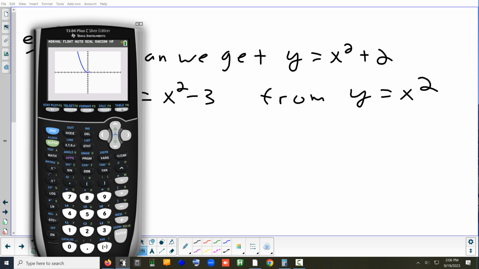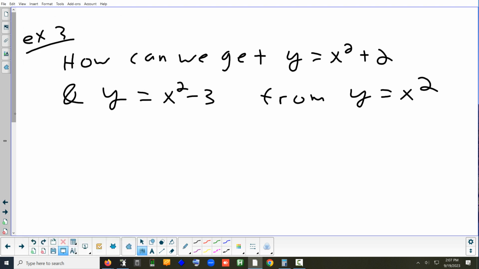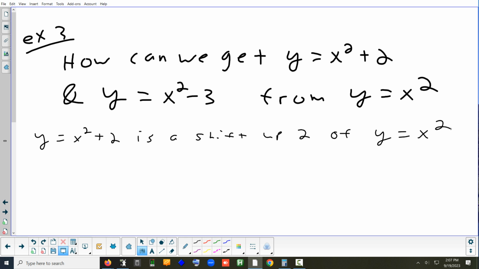You could say shift up 2 units. But when you do a plus 2, eventually you'll see it. There you go. So it's a shift up 2. Right, let's write it down. So y equals x squared plus 2 is a shift up 2 of y equals x squared.